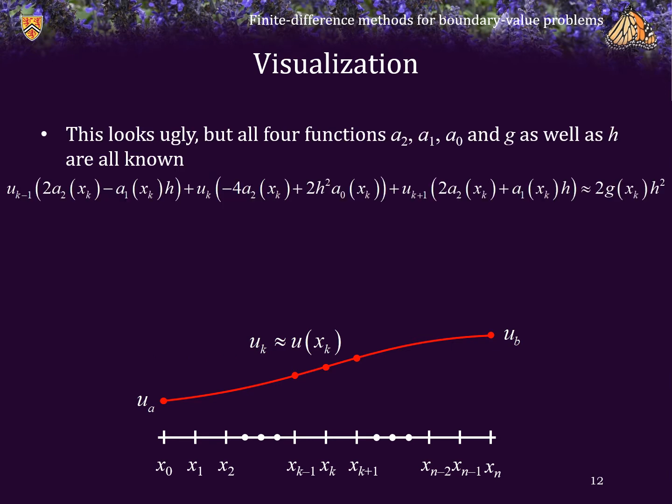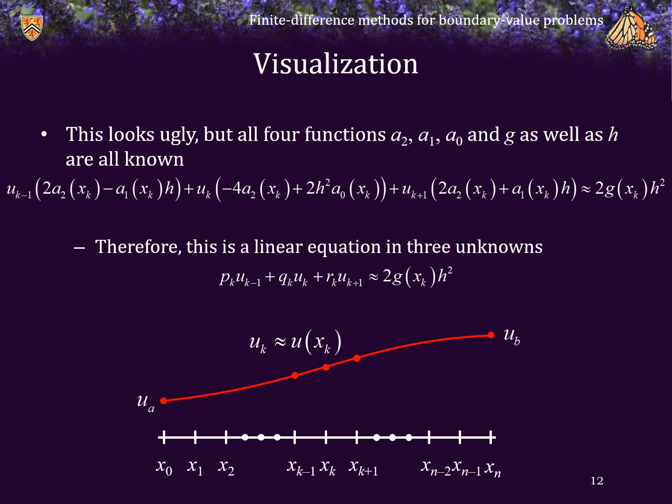What's interesting here is that even though this finite difference equation looks really ugly, remember that the functions a2, a1, and a0, as well as g, are known. Also, h is known. Consequently, all four values are known. Essentially, what we have here is a linear equation in three unknowns: u sub k minus 1, u sub k, and u sub k plus 1. The coefficients we can calculate because they are given in the boundary value problem.